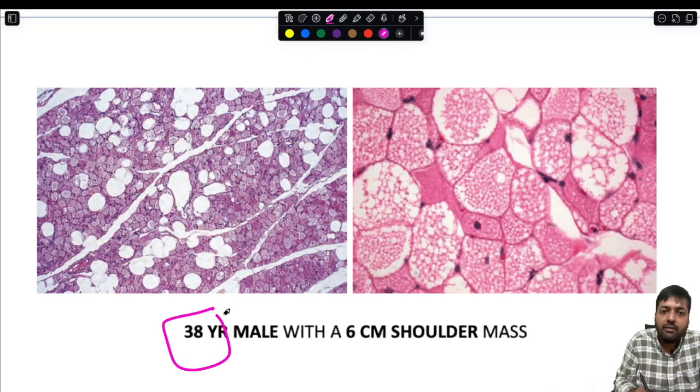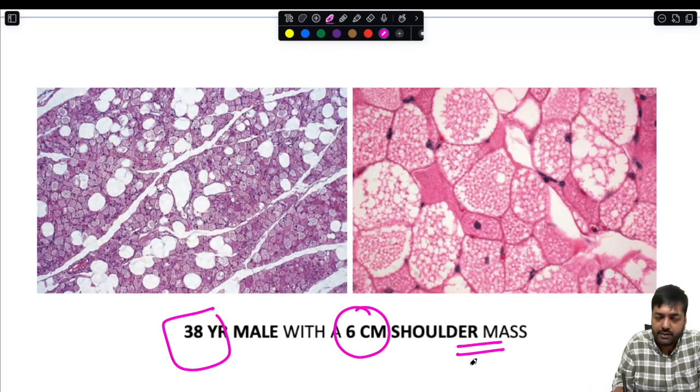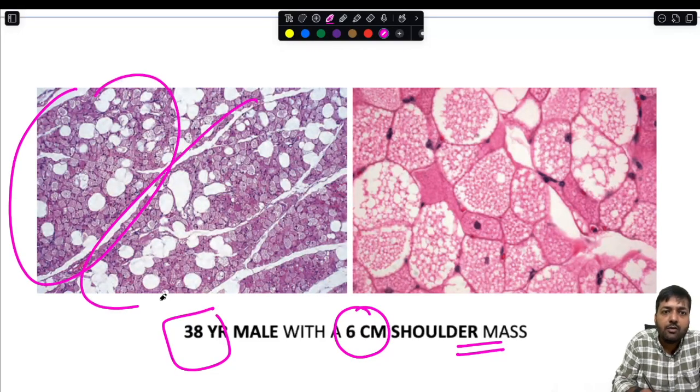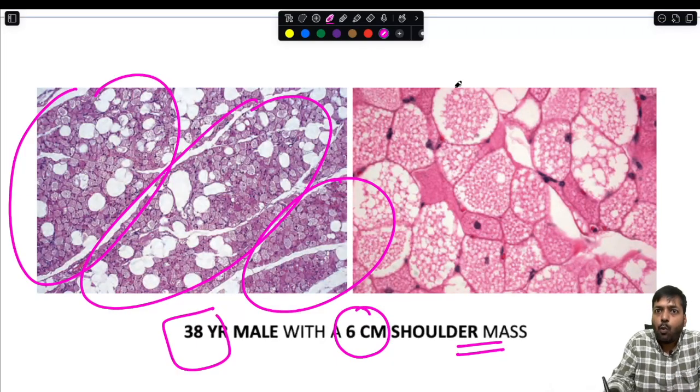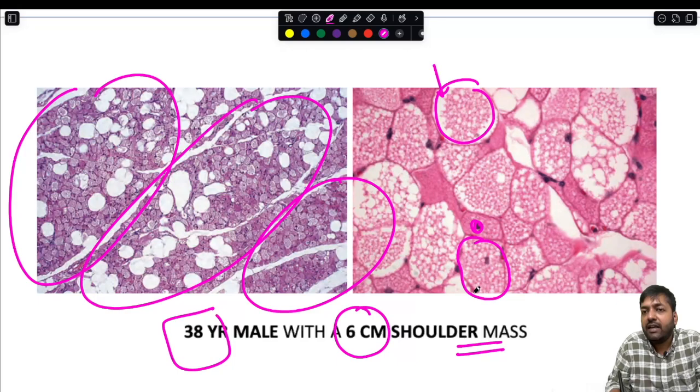This is a 38-year-old male with a 6 centimeter shoulder mass. Very important, what you see is a lobulated tumor mass, comprising 2 types of cells. One type of cell is pale, eosinophilic granular cells, as we can see over here, with a centrally located nucleus, and these form the majority of the cells.